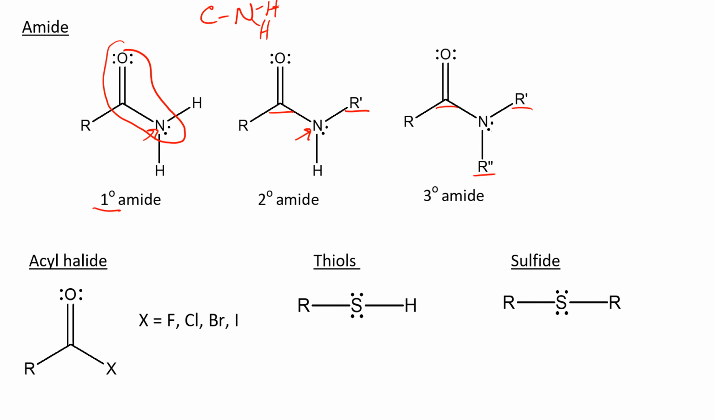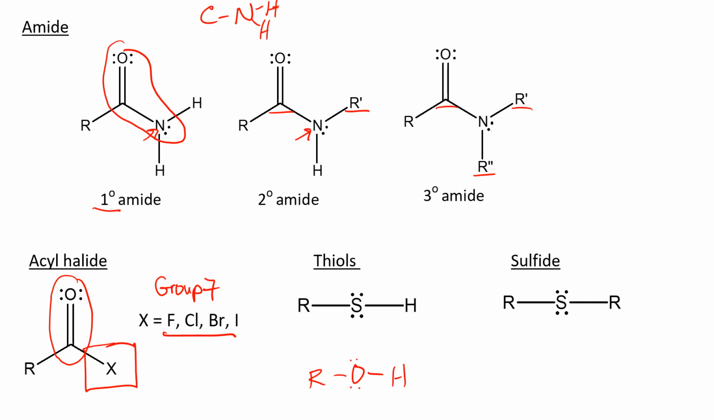The next functional group is an acyl halide. We have a carbonyl, and it's attached to a halogen, an element from group 7. Next, we have thiols. Like an alcohol was an oxygen attached to a hydrogen, a thiol is simply a sulfur attached to a hydrogen. Sulfides are kind of like ethers, but we have a sulfur in the middle.